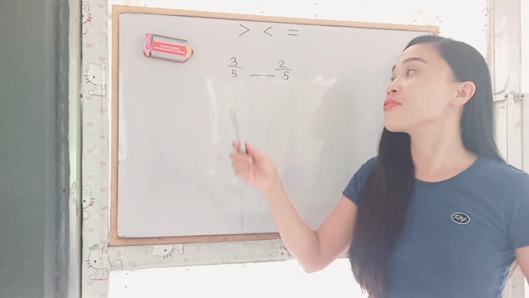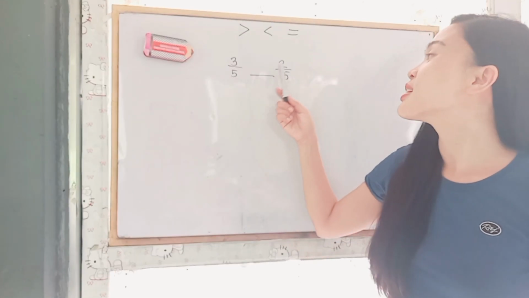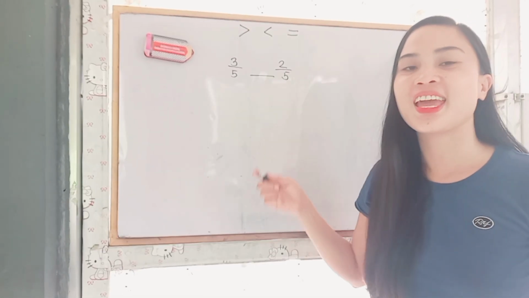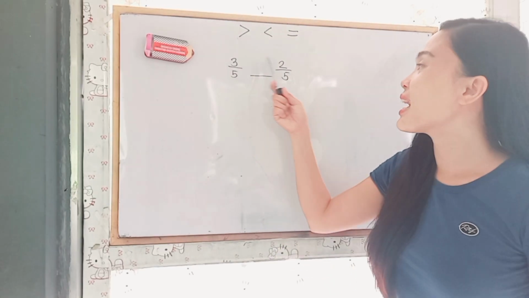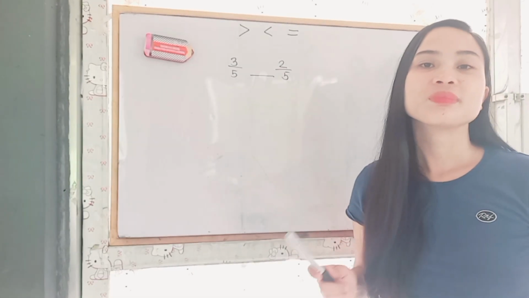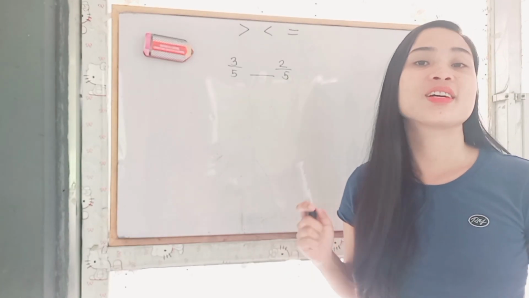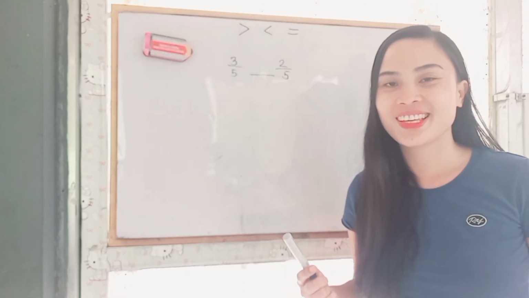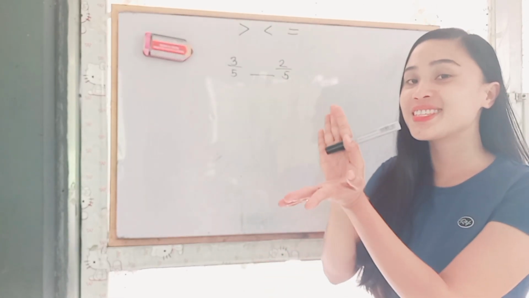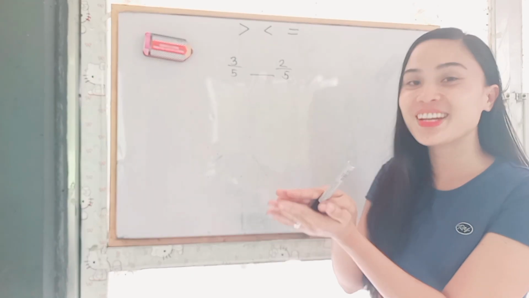Okay, so we have here 3/5 compared to 2/5. To compare fractions with the same denominator, just look at their numerator. The fraction that has the greater numerator is the greater fraction. Remember, face the mouth of the shark to the greater fraction.